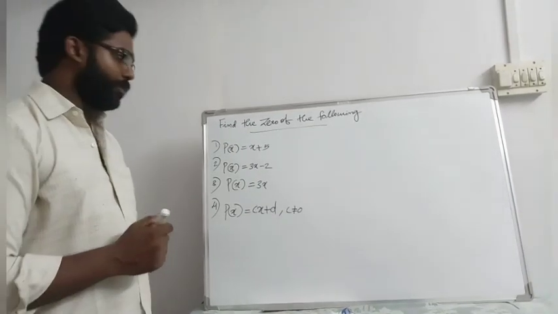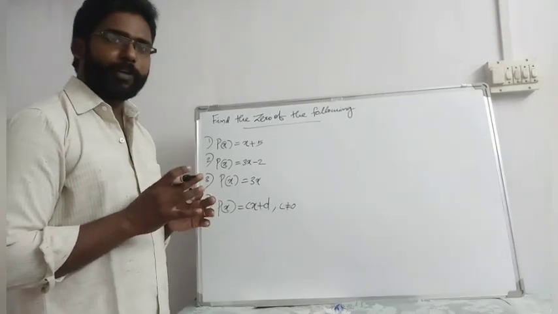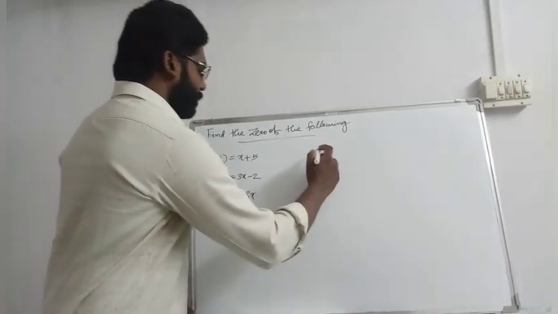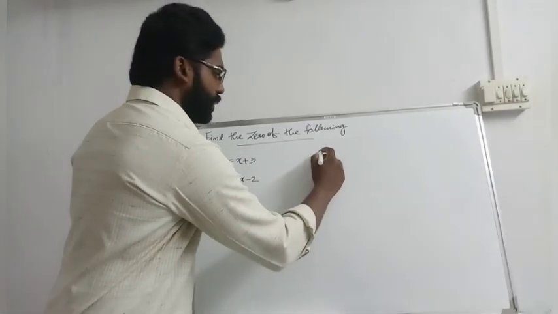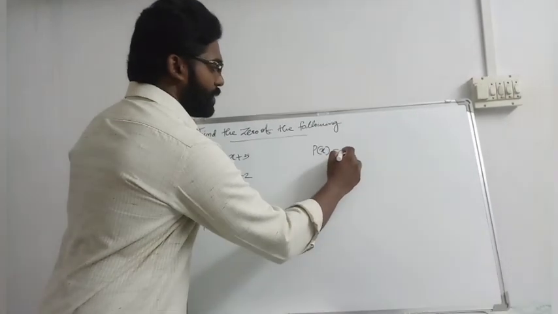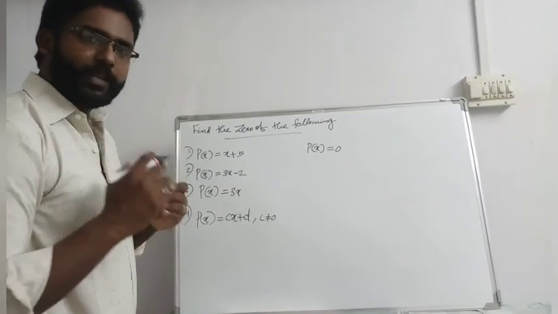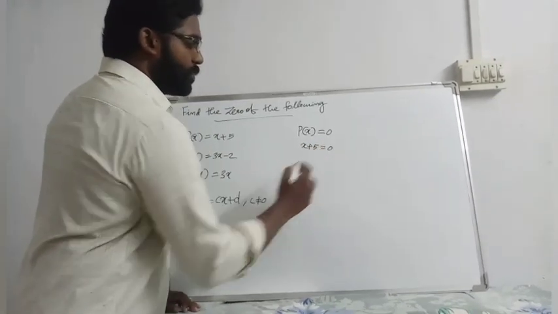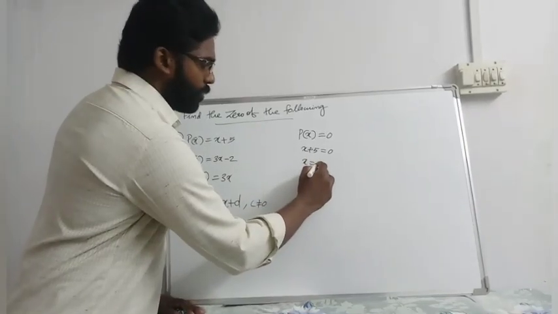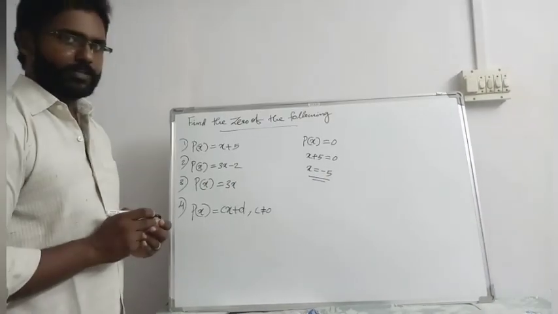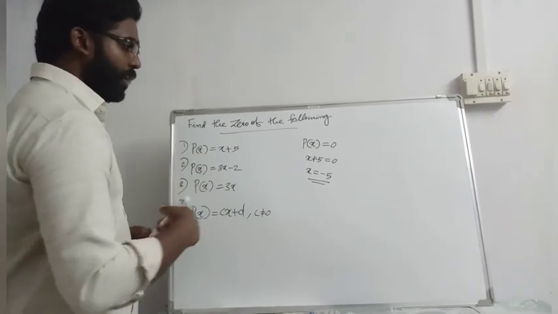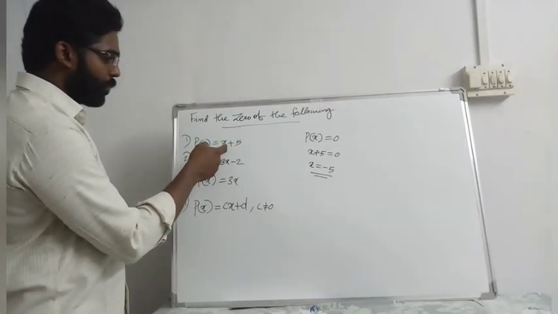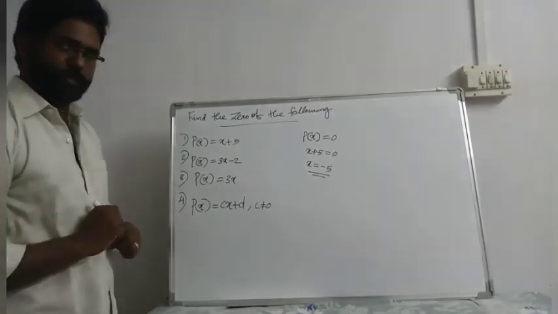For finding the zero of a polynomial, what's our aim? Our aim is that the polynomial becomes zero. So this is the first step: P of x equal to zero is our aim. That is the only method for finding zero. P of x equal to x plus 5. x plus 5 equal to 0, x equal to minus 5. This is the zero. When we put minus 5 here, it becomes 0: minus 5 plus 5 is 0. Minus 5 is the zero.